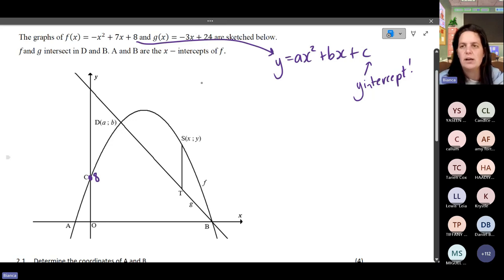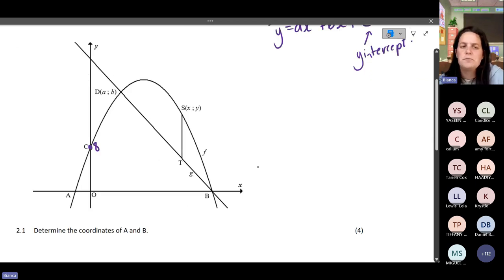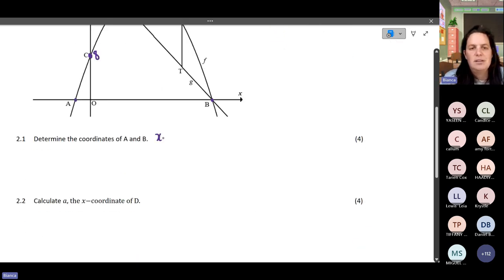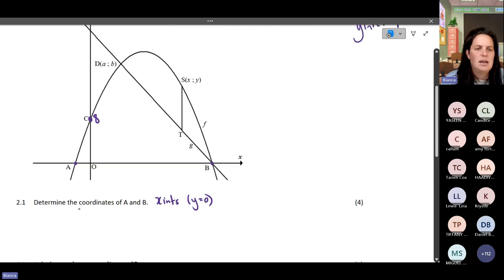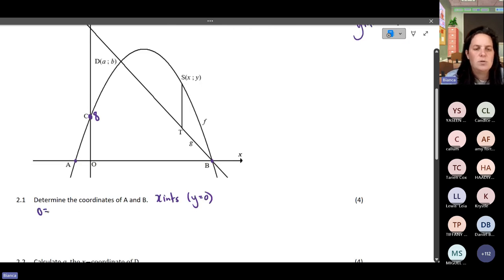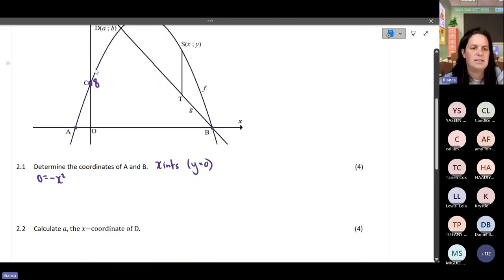And then they've given you a straight line that we're going to talk about a bit. So the first question says, determine the coordinates of A and the coordinates of B. You know that those are x-intercepts. And how do we find the x-intercepts of any function? We make the y value 0. So we're going to take the little equation that we did over here and say 0 equals negative x squared plus 7x plus 8.